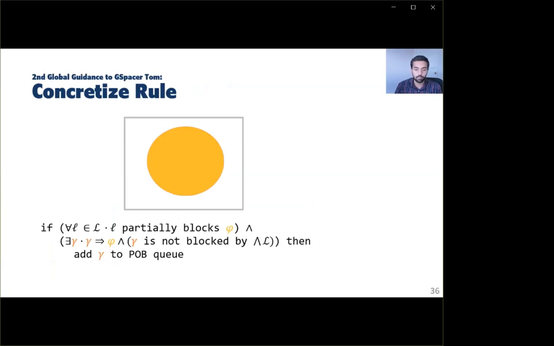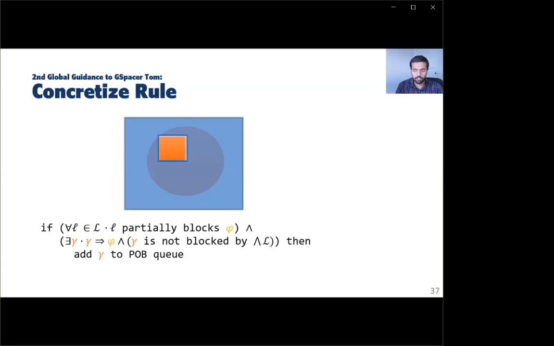Imagine that you have a proof obligation, which is a yellow circle, and it's difficult to block that using a single lemma. In this case, we can use the concretize rule to divide and conquer this proof obligation. On application of the concretize rule, you get an under approximation gamma of the yellow region, and you can ask spacer to block this under approximation. Once spacer blocks this under approximation, it will learn a new lemma, which is the blue zone here.